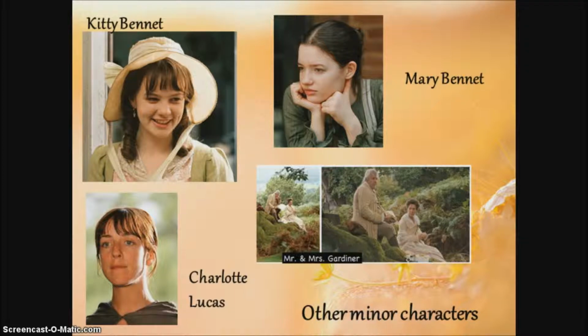Catherine Bennet. Catherine is the second youngest Bennet daughter, and exhibits little personality of her own. She tries to look like Lydia, and she is girlishly fascinated with the soldiers.